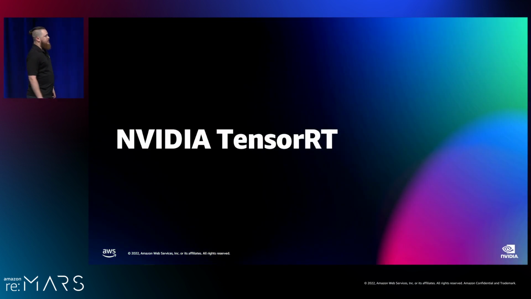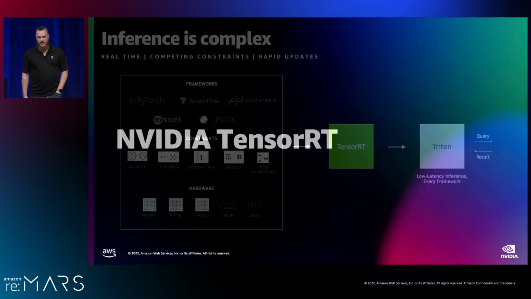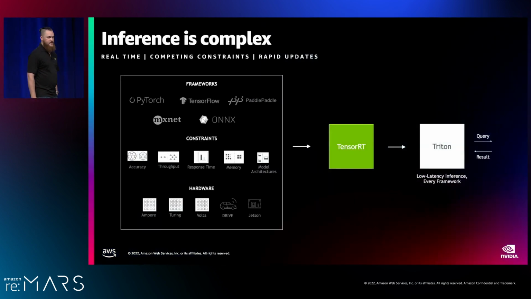So now that we've talked about the hardware, the next thing is to talk about optimizing our deep learning model. And for that, we have TensorRT. One of the most important things that we want to think about whenever we're optimizing models is the complexity and the things to keep in mind whenever we're optimizing models.